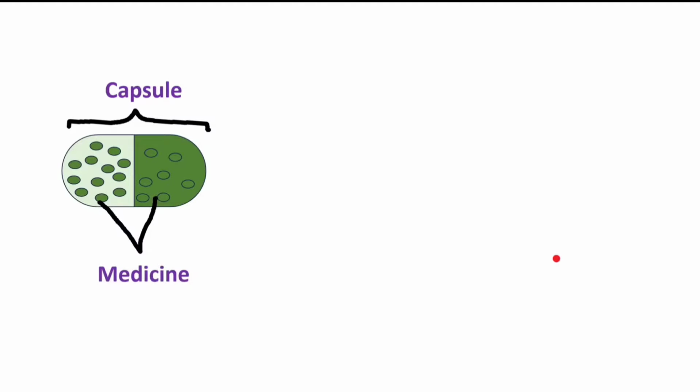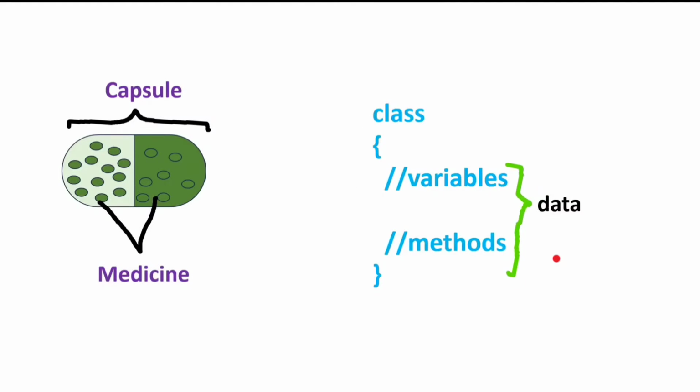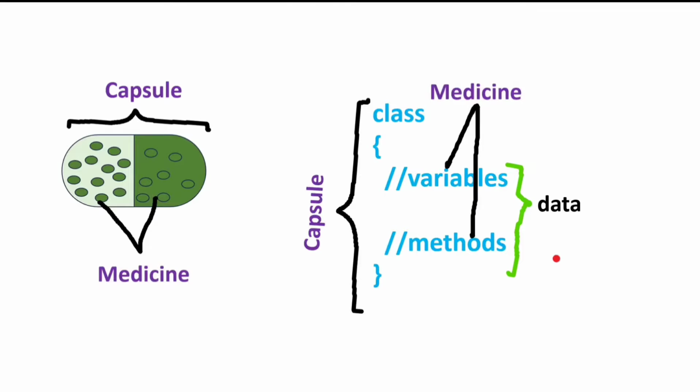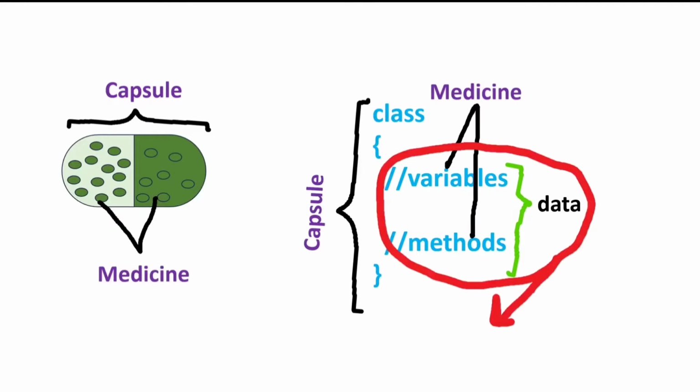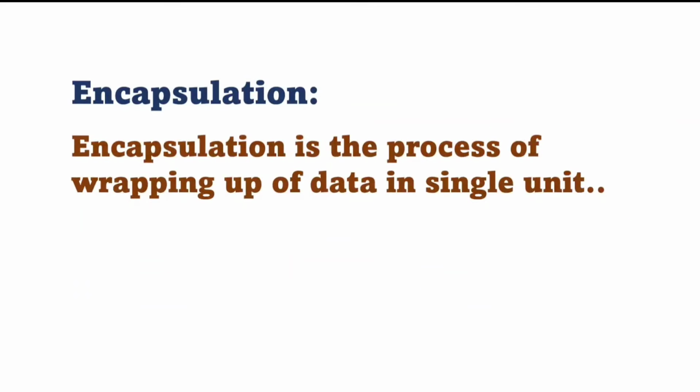Similarly, if we relate it programmatically, the capsule is nothing but the class and the medicine is nothing but the data, variables and methods, which are wrapped in the class to protect them from outside access. Same as the medicine wrapped in a capsule to protect it from outside damage. And this process of wrapping up of data in a class or in a single unit is nothing but encapsulation. So basically, encapsulation is the process of wrapping up of data in a single unit to protect data from outside access. Clear? Now let's implement it practically.